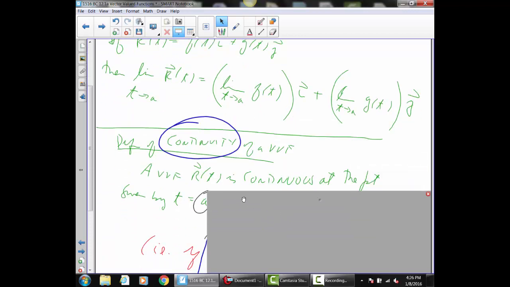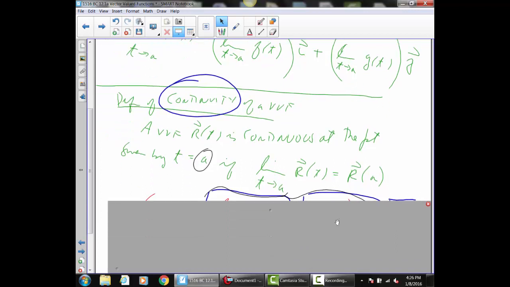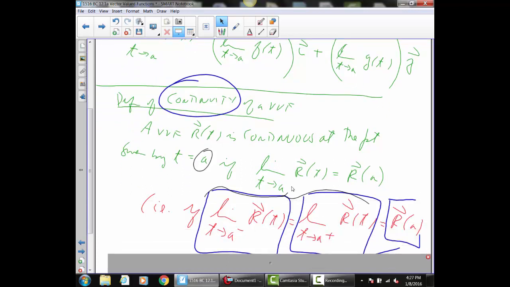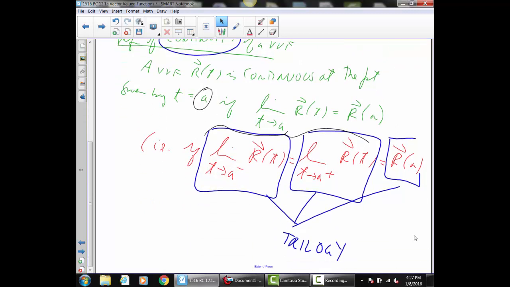Definition of continuity of a vector valued function. A vector valued function r of t is continuous at the point given by t equals a if... now this is the way your book says it, but of course, in order for a two-sided limit to exist, you'll notice there's no plus or minus here. That means the two one-sided limits would have to exist, and that's the famous trilogy from last year.